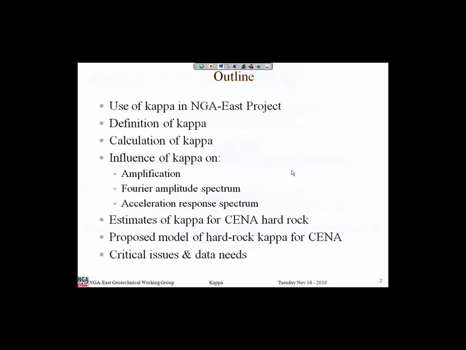And I'll bring up Kappa for other site conditions. Its definition, its calculation, the influence of Kappa on amplification and on the shape of the Fourier amplitude spectrum, the acceleration spectrum, and response spectrum, existing estimates of Kappa in CENA for hard rock right now, a proposed model for hard rock Kappa, and then discuss some critical issues and data needs.